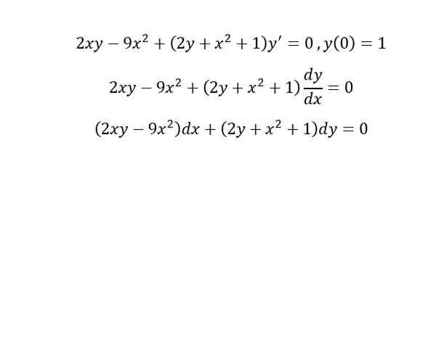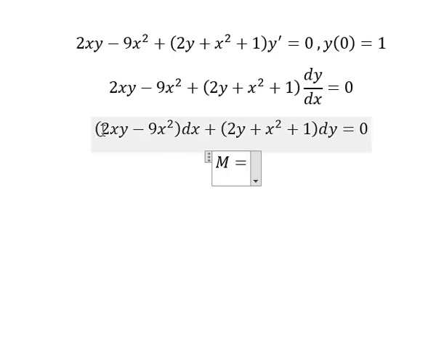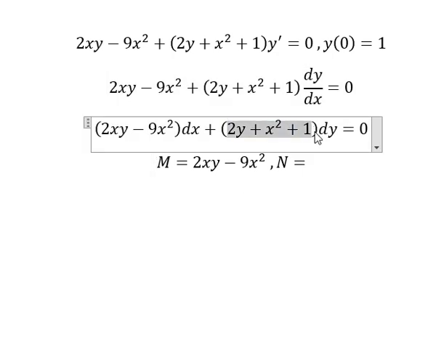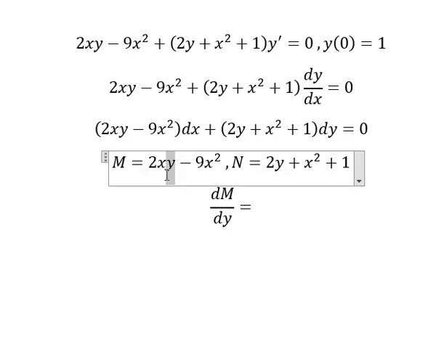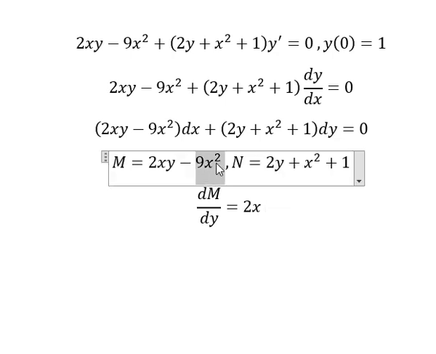Next, I will set m equal to this one and n equal to this one. We have the x, that means we need to first take the derivative of m with respect to y. So we have only this one and you get number 1. This one we don't have y, so you get number 0.